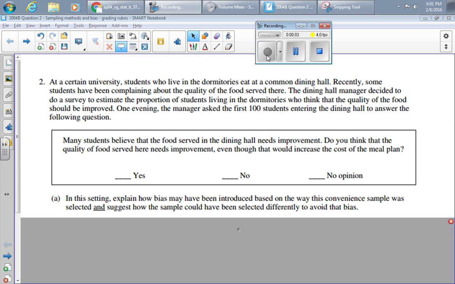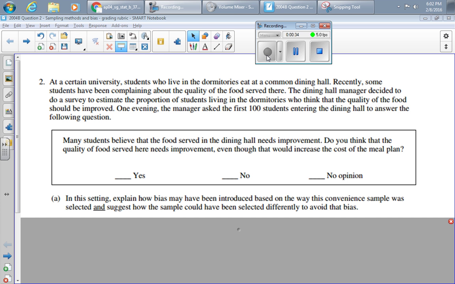I'd like to look at a grading rubric for this question that is taken from an old AP exam. It says that at a certain university, students who live in the dorms eat at a common dining hall. Recently, some students have been complaining, and so we're going to do a survey to see if students think we should have different food or better food. The question says, in this setting, explain how bias may have been introduced based on the way this convenience sample was selected, and suggest how the sample could have been selected differently to avoid that bias.